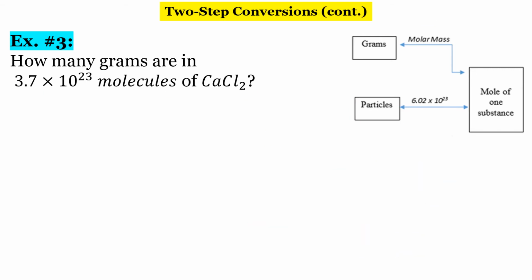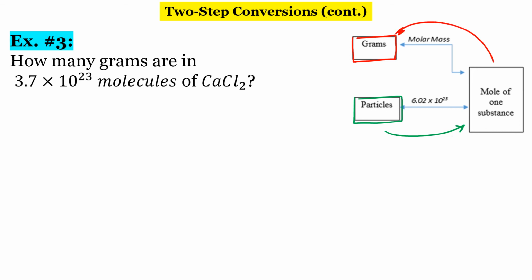In this next example, it says how many grams are in 3.7 times 10 to the 23rd molecules of calcium chloride. So again, we're starting at particles because we have molecules. Then we're going to go from particles to moles. That's step number 1. And then we want to end up with a mass, a grams. So we're going to go from moles to grams.